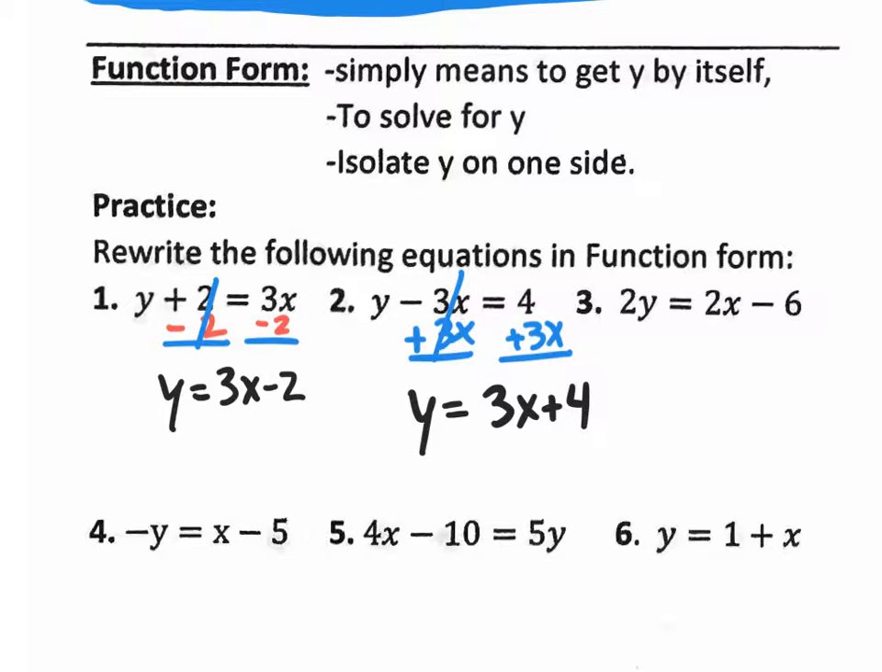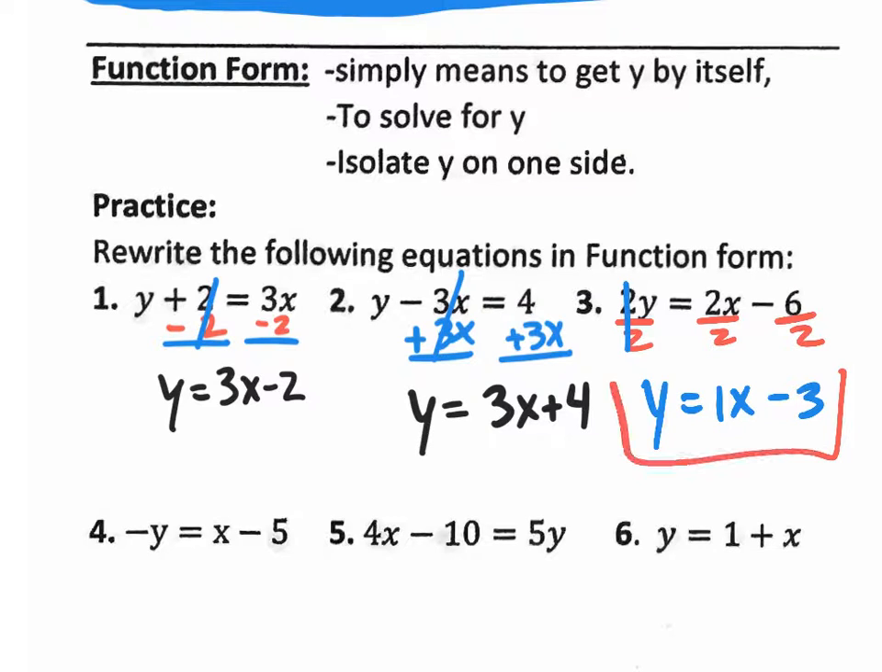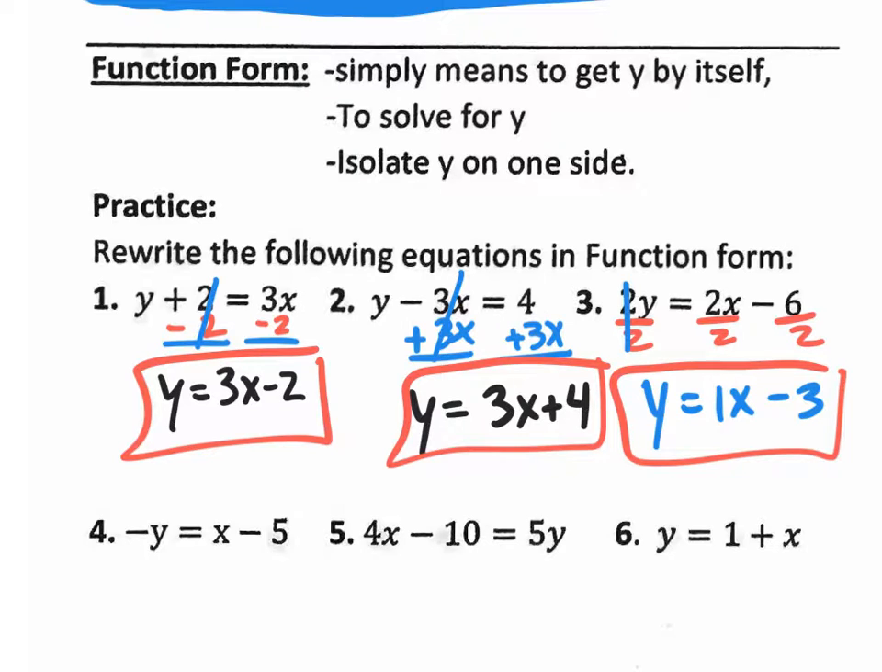Number 3, what do I need to do to get y by itself? Divide by 2. Divide everything by 2. When we divide everything by 2, the 2's cancel. I have y by itself equals 2 divided by 2 is 1, and you could have an x on it. You don't need the 1, but you could put the 1 if you want, and minus 3 at the very end. So there's your function form equation. All of these are function form now because I got y by itself.